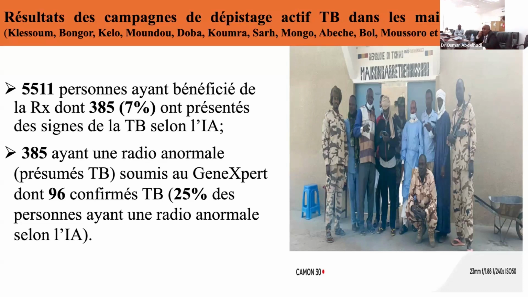Among the detention centers, as we said, the initial diagnosis starts with radiography, with X-rays. Of the 40 detention centers, we visited 12. In those 12, 5,511 people received X-rays. They were screened with X-rays, and among them, 385 people, 7%, showed signs of TB according to the AI. 25% of those who had abnormal X-rays according to the AI were tested using GeneXpert, of whom 96 were confirmed. Next.